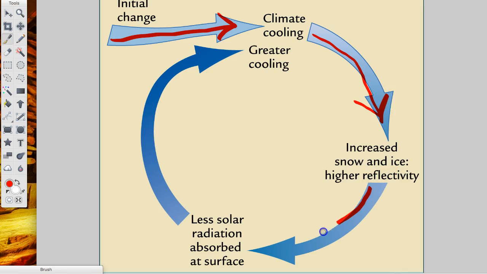So then, because of that, by definition, Earth is then absorbing less solar radiation at its surface. It's reflecting more back into space, and because it's reflecting more light, it's going to even continue to cool further. And what happens when it cools further? You're going to get an increase in reflectivity and an increase in albedo, and it would carry onward and onward and onward, creating a positive feedback loop, amplifying its effect.